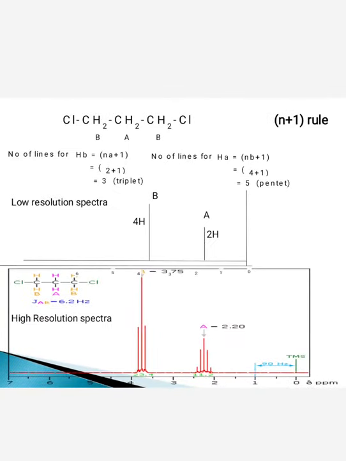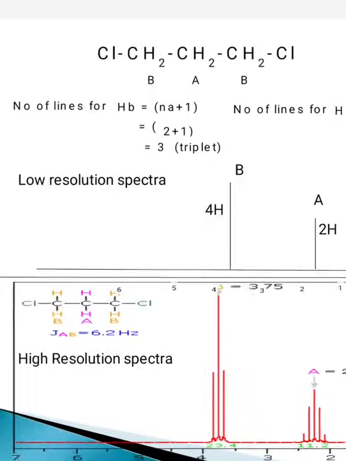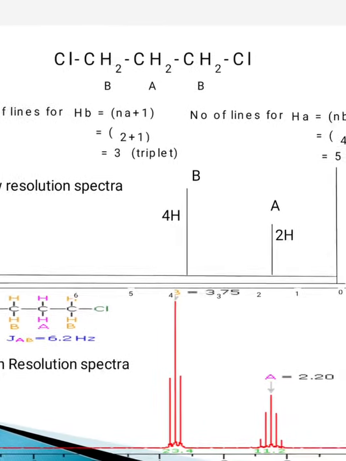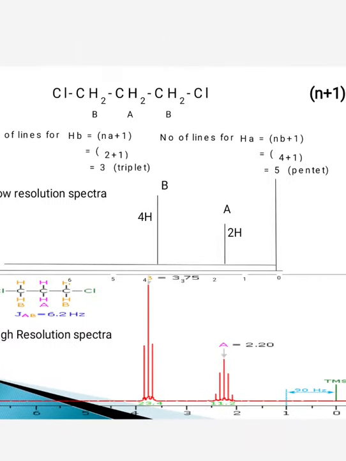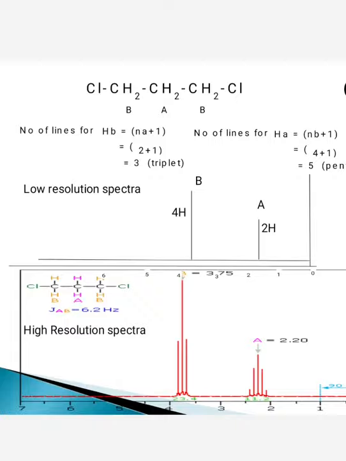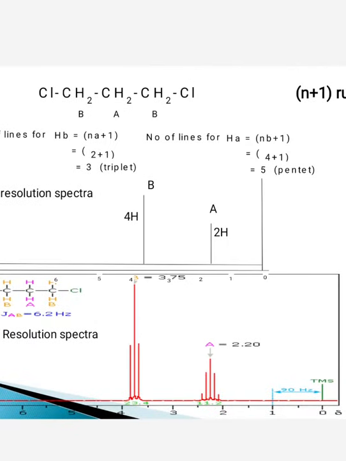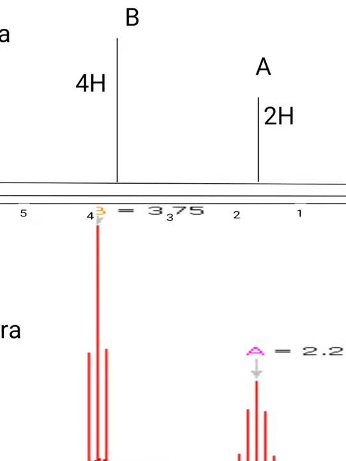Here there are two types of spectra, low resolution spectra and high resolution spectra. In low resolution spectra, we get singlets. Though there are two sets of protons in this compound, we get two singlets, A and B, with intensity heights of 2 hydrogen atoms for the A set and 4 hydrogen atoms for the B set. But in high resolution spectra, we get multiplets for that singlet. High resolution means when we magnify this singlet, we can clearly see the multiplets for that particular peak.